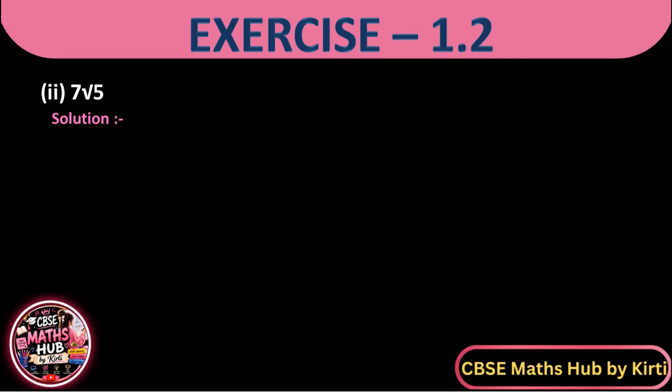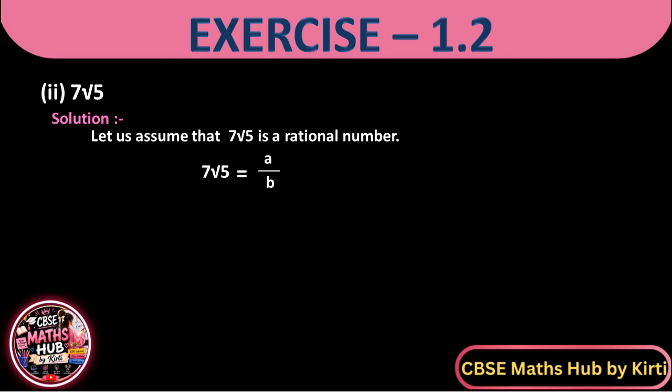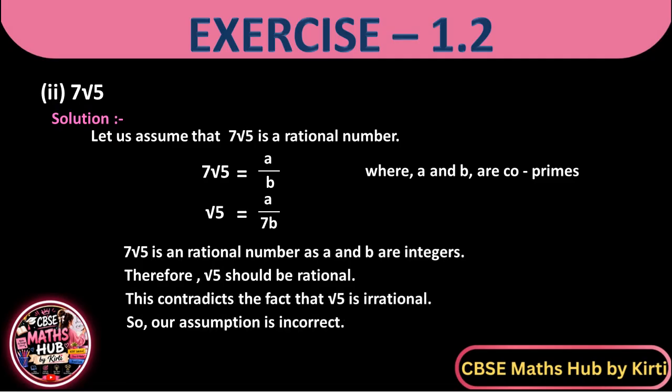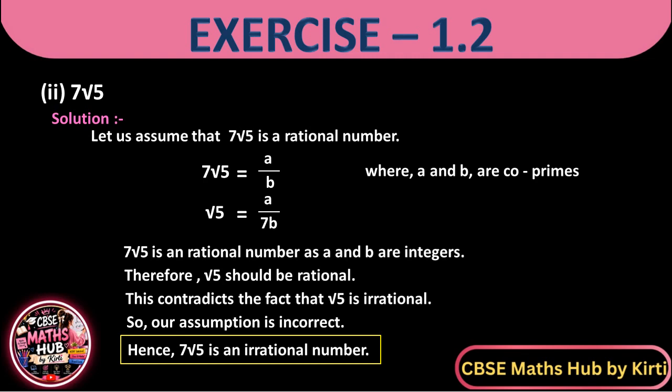We have to prove that 7 root 5 is irrational. Again, let us assume that 7 root 5 is a rational number. Then, it can be written in the form of a upon b, where a and b are coprime integers. Now, dividing both sides by 7, we get root 5 is equal to a upon 7b. This means root 5 also becomes a rational number. But we already know that root 5 is an irrational number. This is a contradiction. Therefore, our assumption is false. Hence, 7 root 5 is an irrational number.